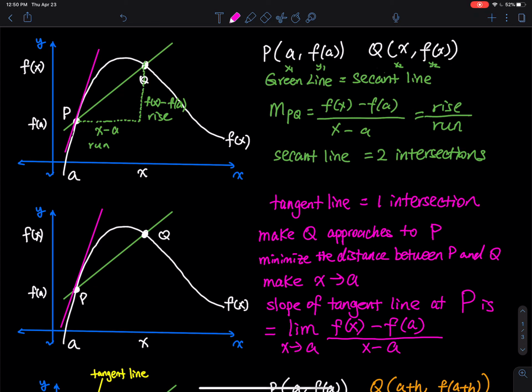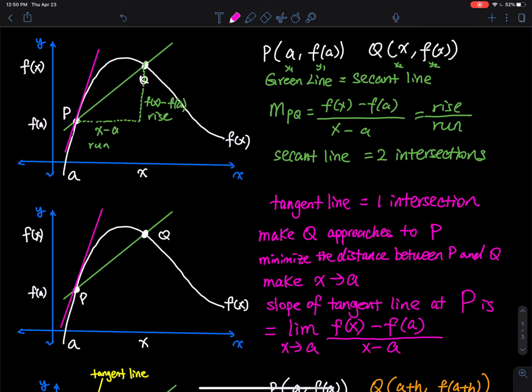Okay, we have a curve. The curve of the function is f of x. All right, so we have a y curve, and that is represented by f of x. I have 2 points on the curve, a point P and a point Q. First, I build a secant line between P and Q.